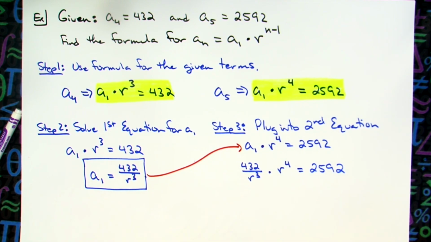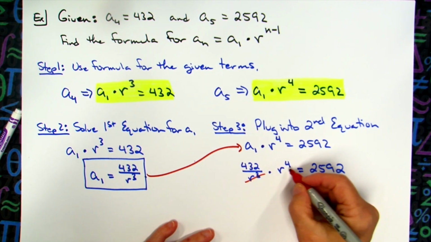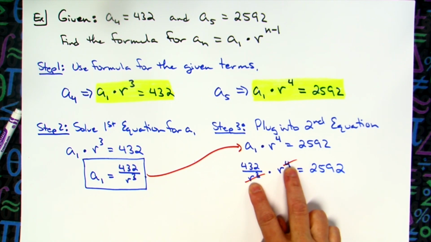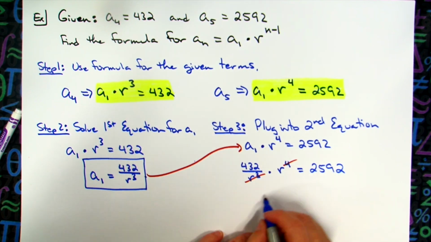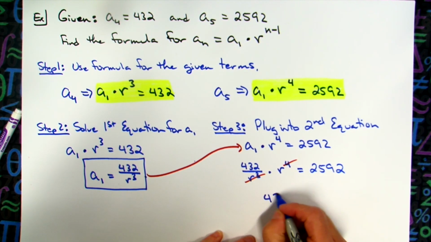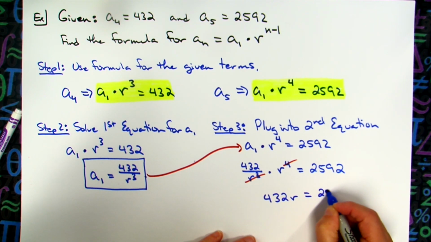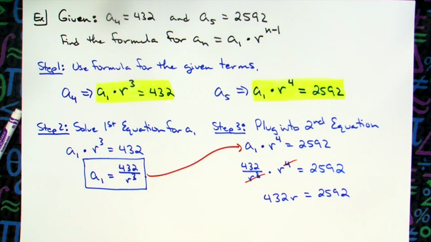So 3 of the r's cross out on the bottom, so they go away completely, and then I only have 1 r left up here, so basically the 4 gets crossed out. 3 r's on the bottom, 4 r's on the top would leave me 1 r on the top. So that's going to make this go down to 432 r equals 2592. Divide both sides by 432.